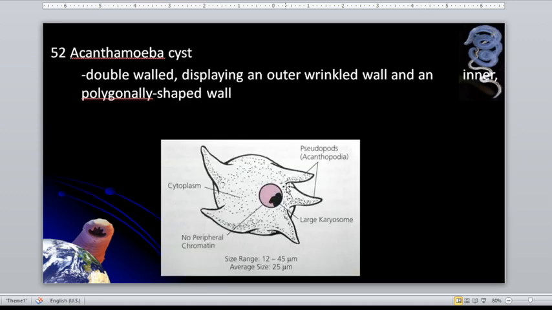The Acanthamoeba cyst is double walled. It has an outer wrinkled wall and an inner polygonally shaped wall. As you can see here, it has a large caryosome without the presence of peripheral chromatin. And it uses an organelle termed the acanthopodia for locomotion, even in its cyst stage.